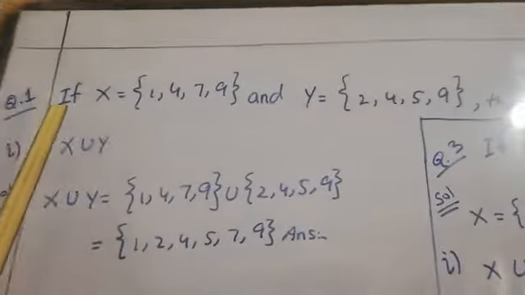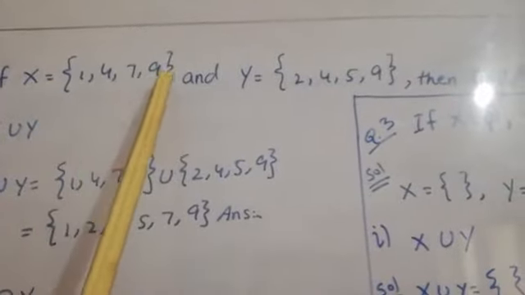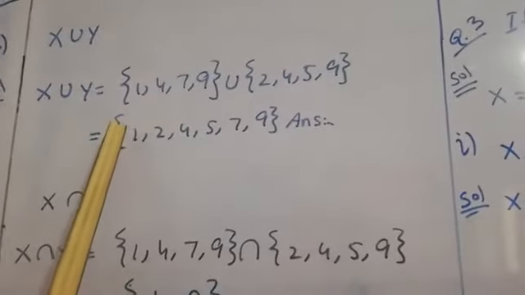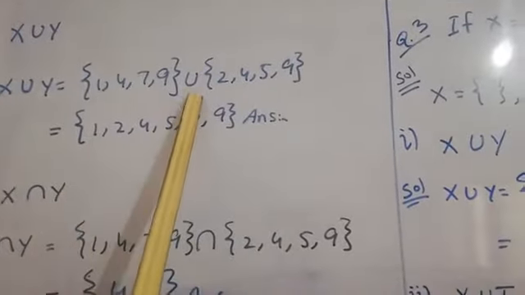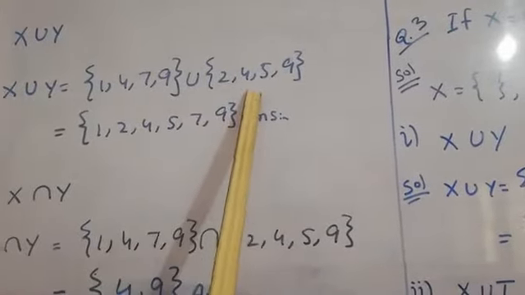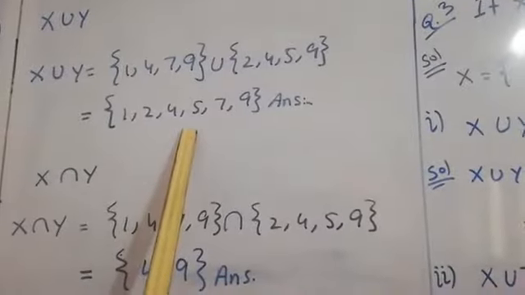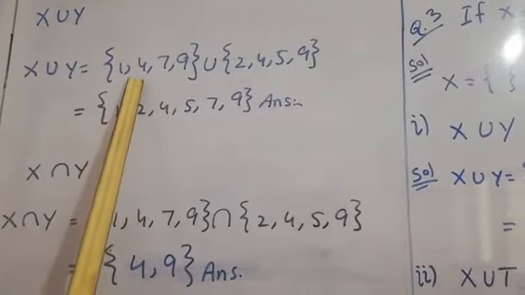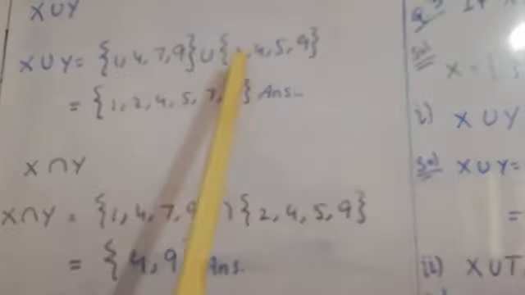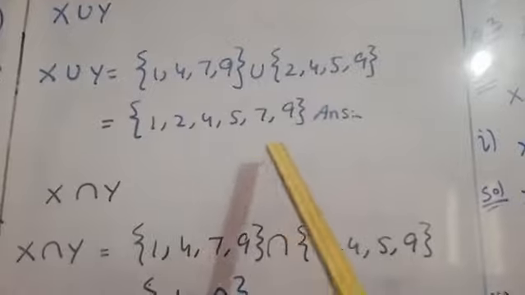For example, in our question number 1, x is 1, 4, 7, 9 and y is 2, 4, 5, 9. Then we will find x union y. First of all we will write the set of x, then put the sign of union, and then write the elements of y. Then we will combine all the elements and write them in a single set. And remember one thing, we will not write the numbers 2 times or repeat the numbers in the set. So this becomes 1, 2, 4, 5, 7 and 9.